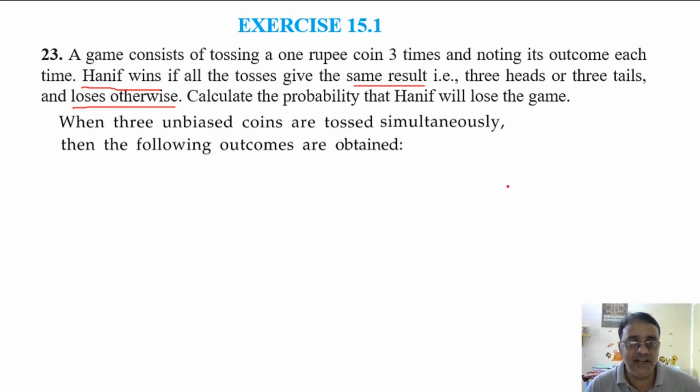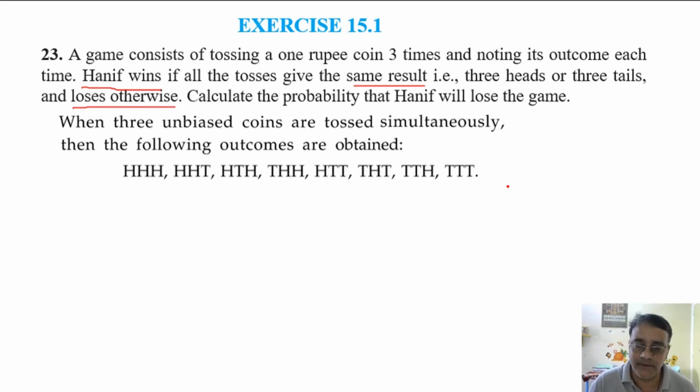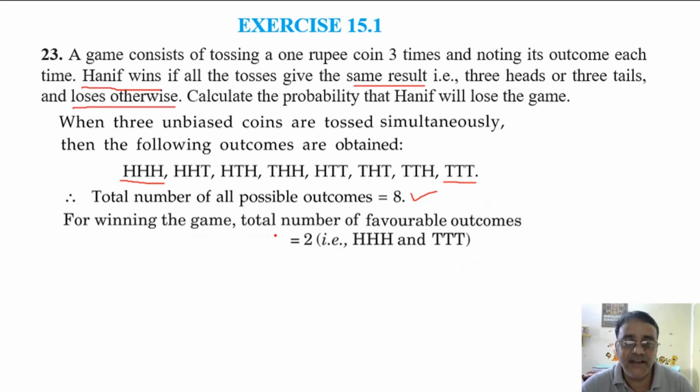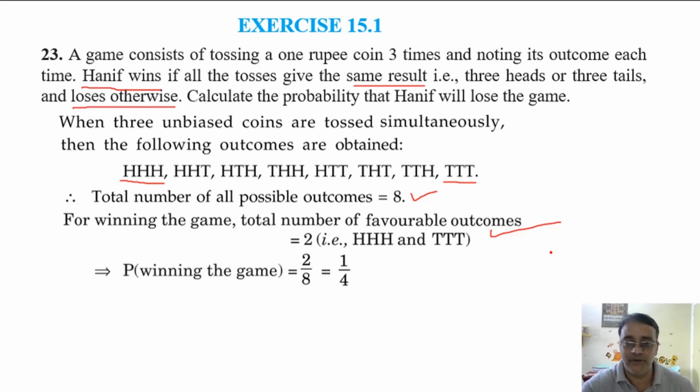So first, when 3 unbiased coins are tossed simultaneously, the total number of outcomes is 8. The same result is HHH and TTT. So for winning the game, the total number of favorable outcomes is 2. What is the probability of winning the game? 2 by 8, that means 1 by 4.